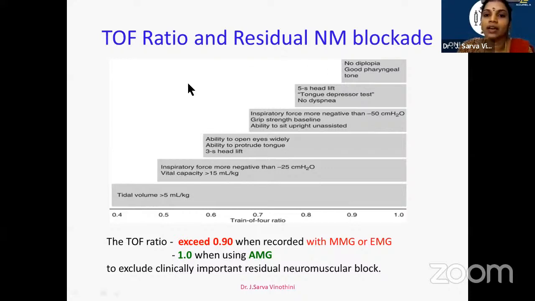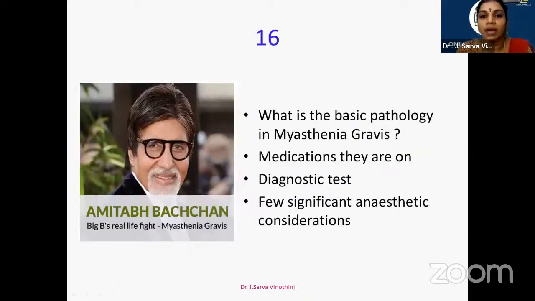So to exclude any clinically significant neuromuscular blockade, the TOF ratio has to be 0.9 when recorded with MMG or EMG, and it has to be 1 when recorded with acceleromyography. What is the basic pathology in myasthenia gravis? What are the medications they are on? What are the diagnostic tests?